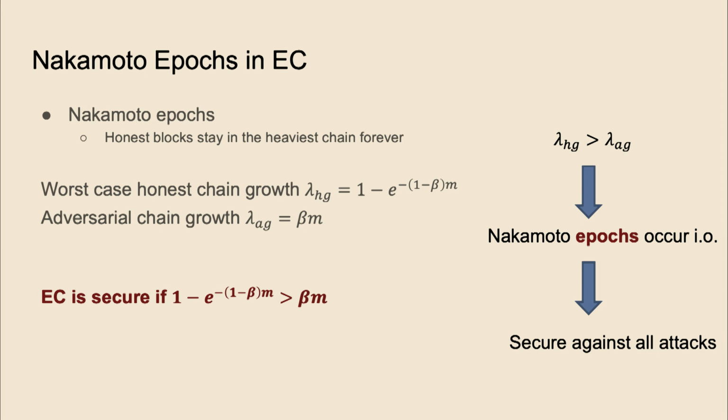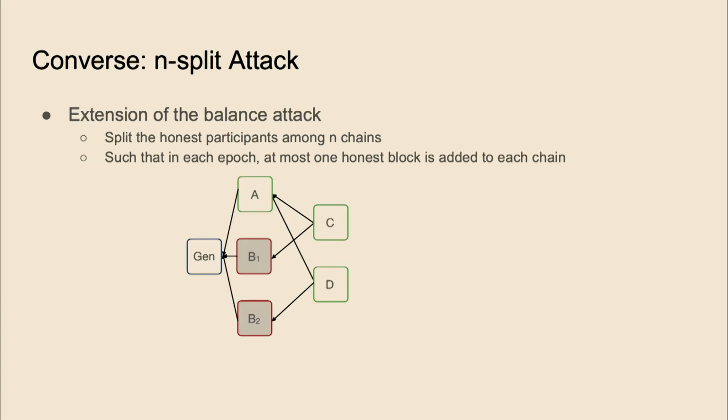secure as long as e minus e to the power of minus 1 minus beta m is larger than beta m. And actually, we found that this security threshold is also tight, because we can find an attack that can achieve this threshold. So let's take a look at this so-called, we call it, unsplit attack.